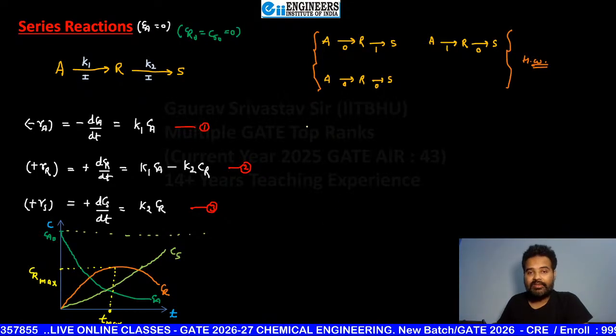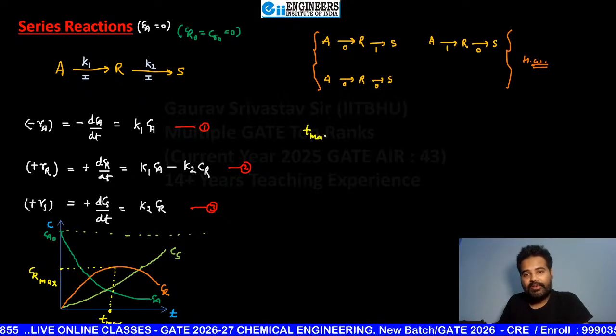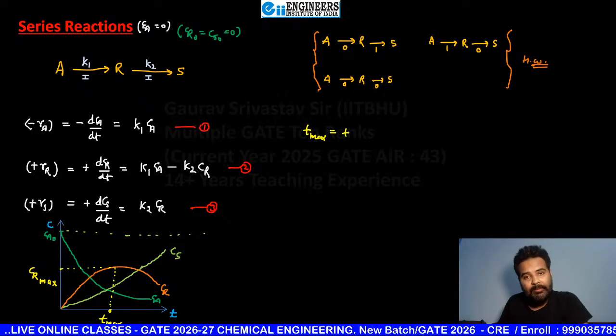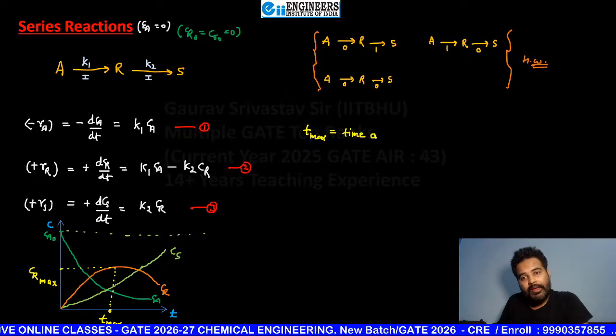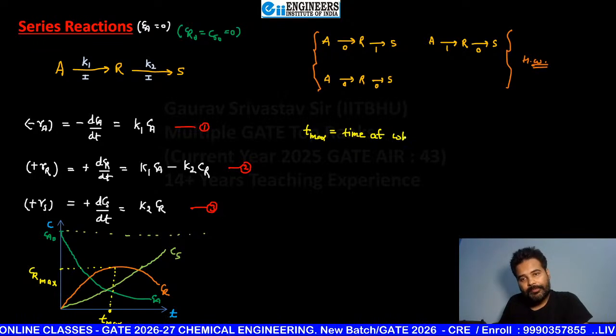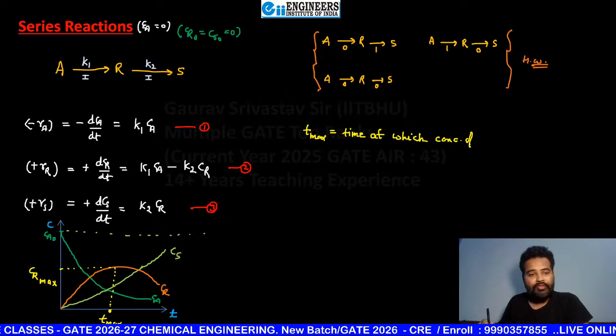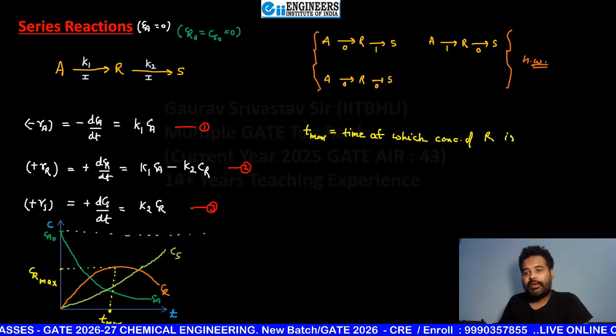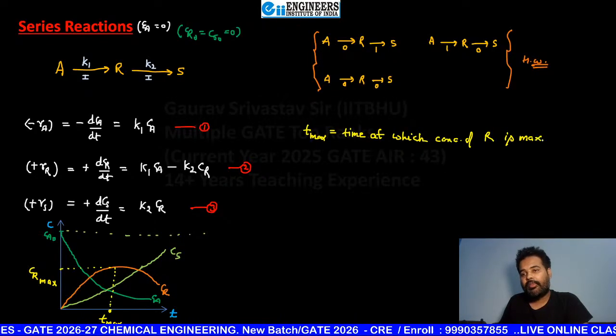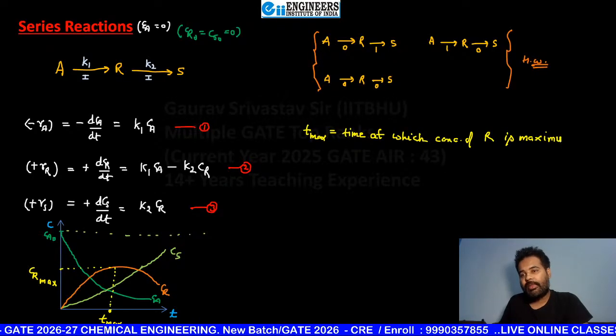What is T max here? See, T max is not the max time. T max is the time at which the concentration of R is maximum. Concentration of R is maximum.